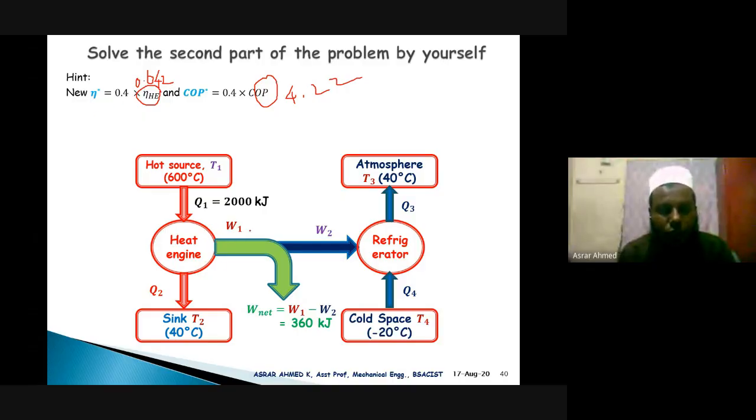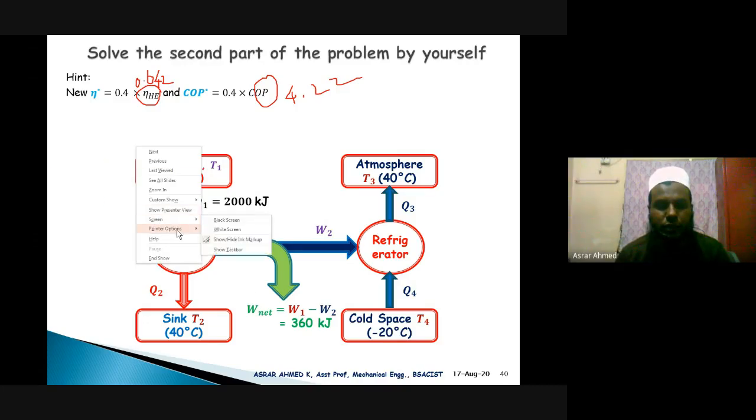With that we have to find W1. You'll be getting a new Q2, then we'll be getting new W2 here, then COP will be new, then we'll be getting new Q4, new Q3. So Q2, Q3, Q4, again we have to calculate using the same method as we have found out for the ideal case. Okay, so this is the hint number one, to find out the efficiency first.